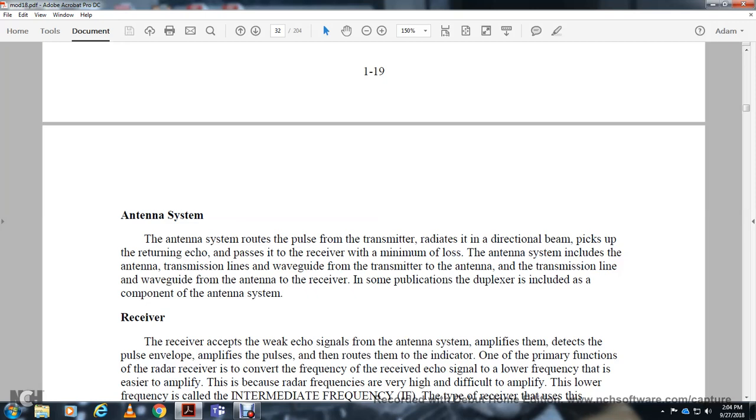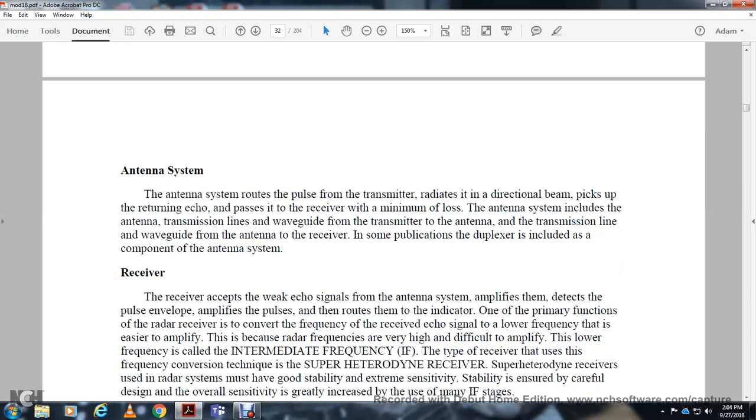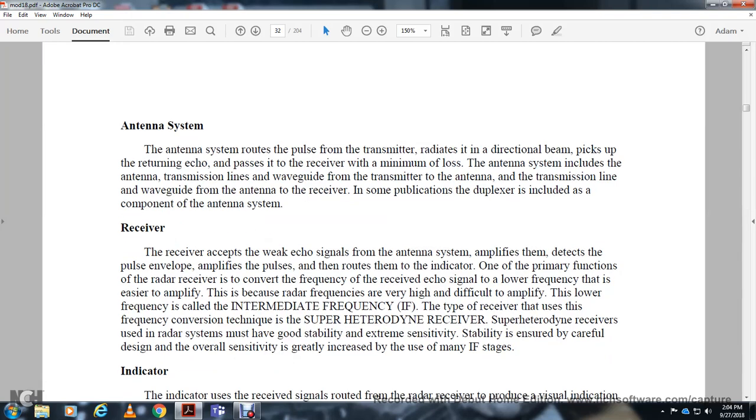The antenna system includes the transmission line waveguide from the transmitter to the antenna, and the transmission line waveguide from the antenna to the receiver. Some complication of the duplexer is included as a component of the antenna system. The receiver accepts the weak echo signal from the antenna system, amplifies it, detects the pulse envelope, amplifies the pulse, and then routes it to the indicator.